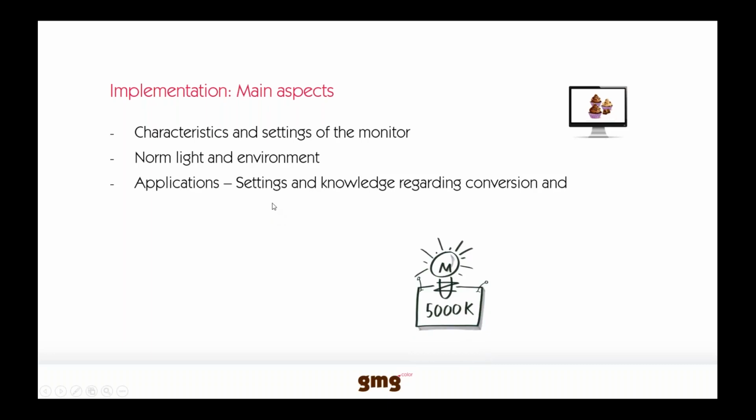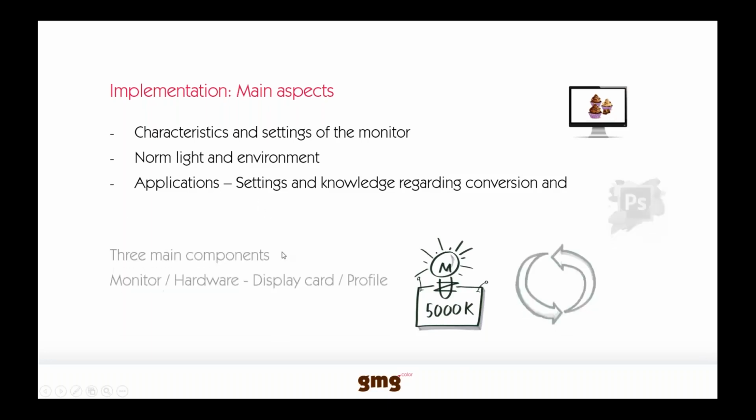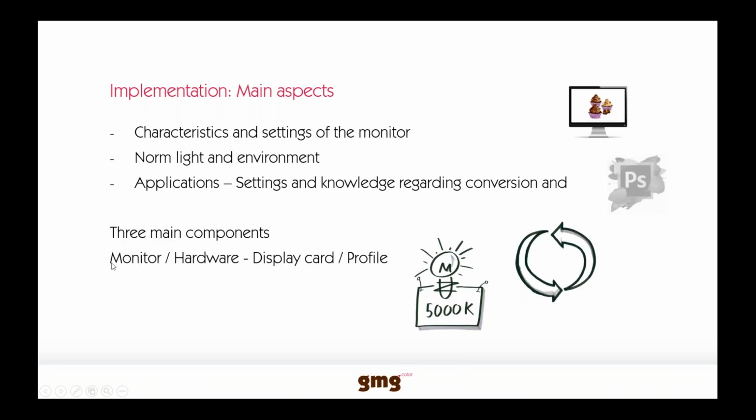Then of course in the applications you have to know which settings to choose, knowledge about soft proof settings in your different applications like Photoshop, for example, or if you use GMG CoZone, you have to know, okay, I have to click there, then I get my color trustworthy image. So from a technical point of view, you have three main components. It's always the monitor, and it's your hardware in your computer, so the display card, how well this works, and the profile, the color profile.